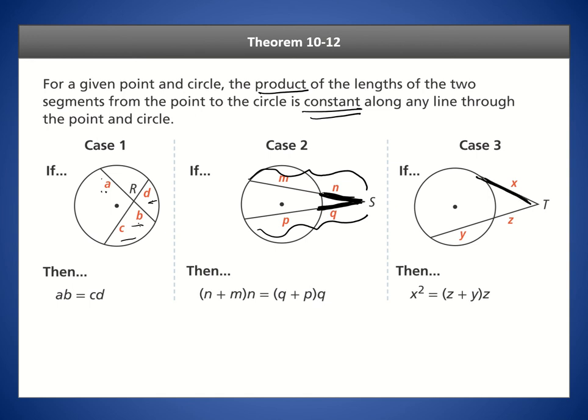Same thing for case 3. You take the outside portion, which is x, times the whole thing, which is another x. So that's really x times x, or x squared. Then you take the outside portion here, times the whole thing, and you get the same thing, z times y plus z.